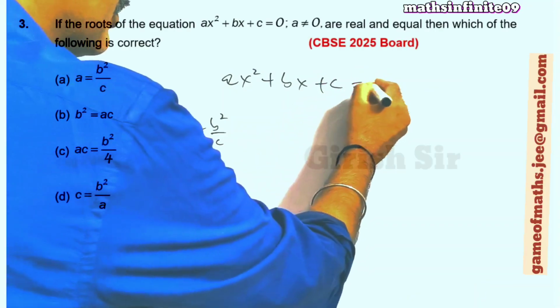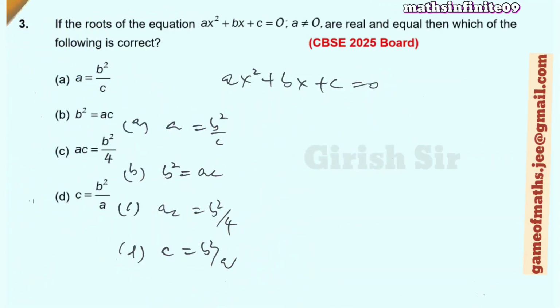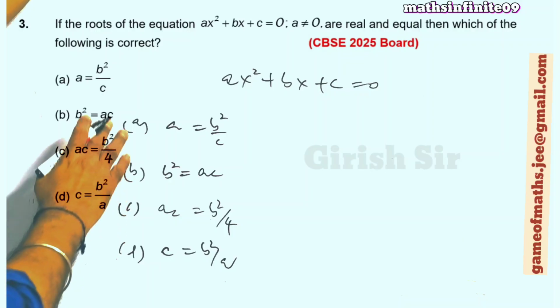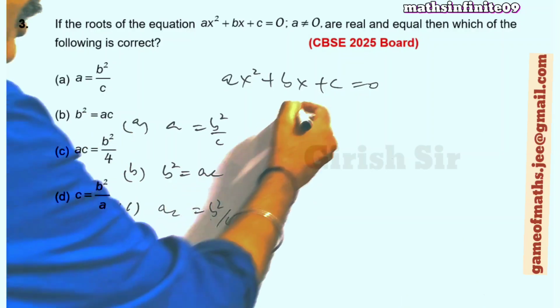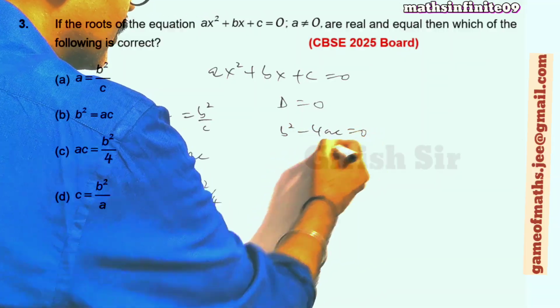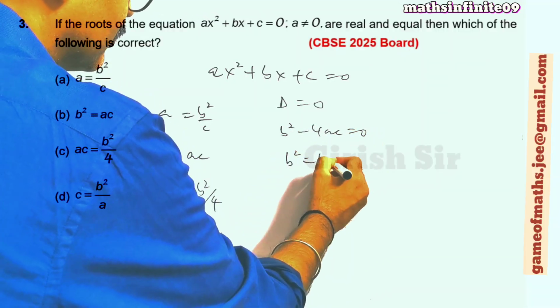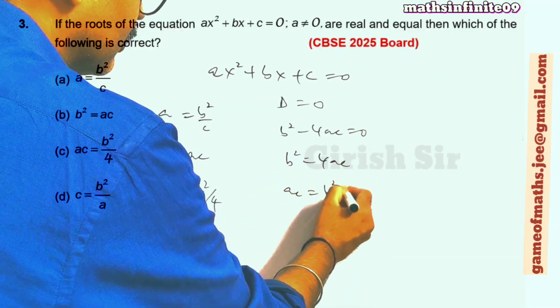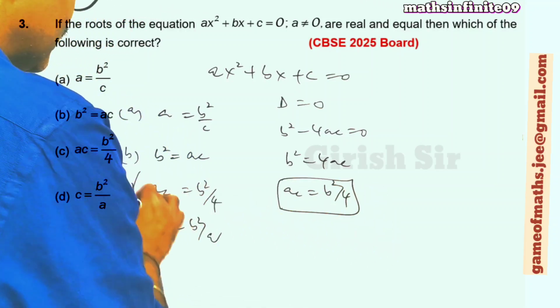See, in this question, this is a given quadratic equation, and if the roots are real and equal, we have to identify which of these options would be correct. So if roots are real and equal, D would be 0. So this is the correct option.